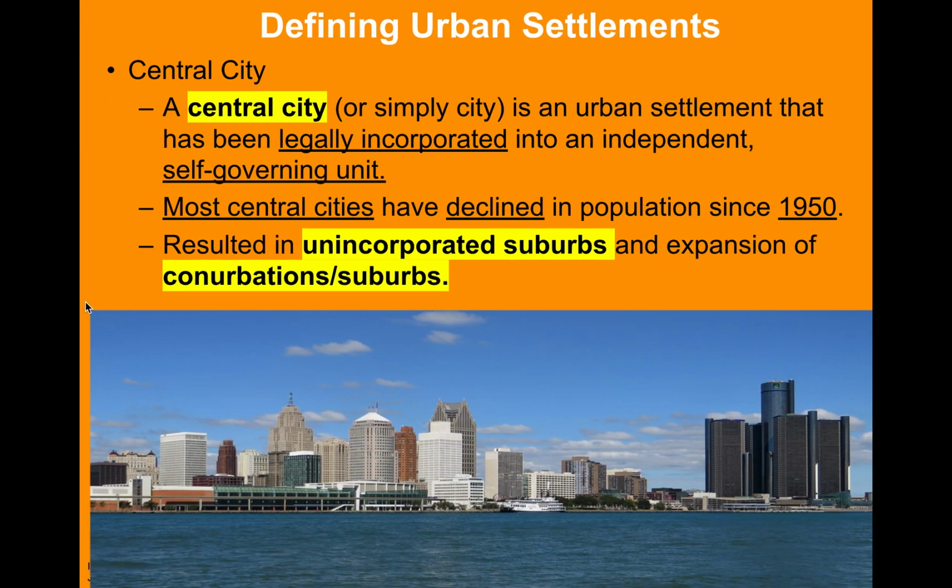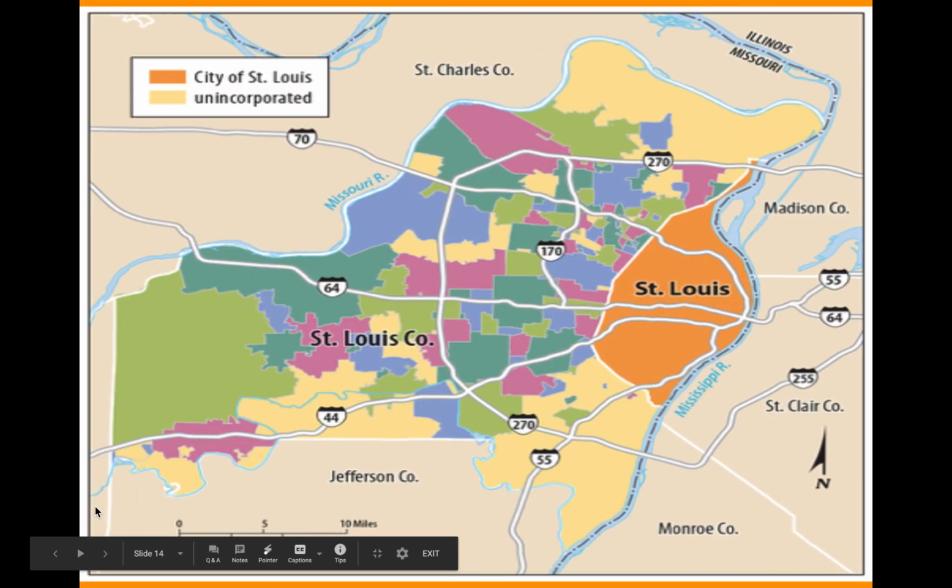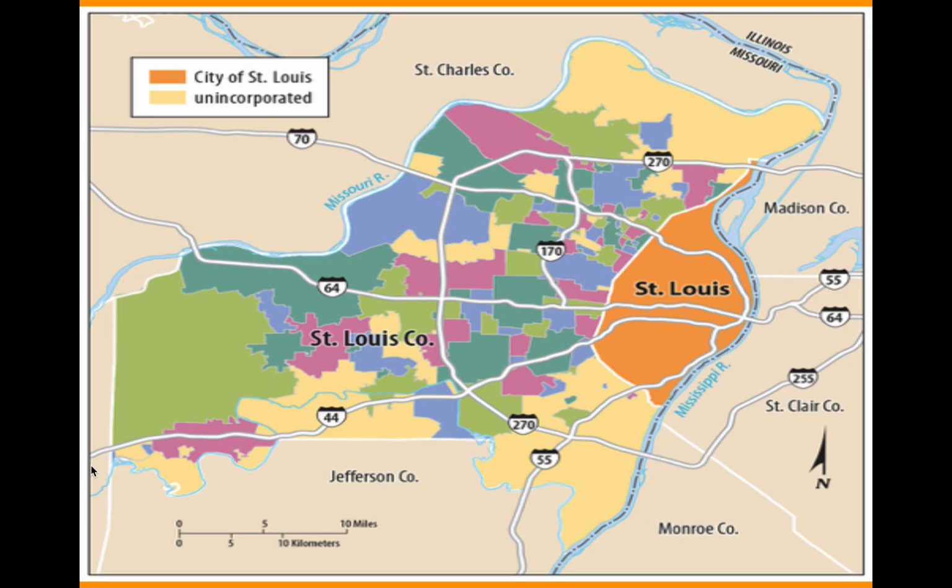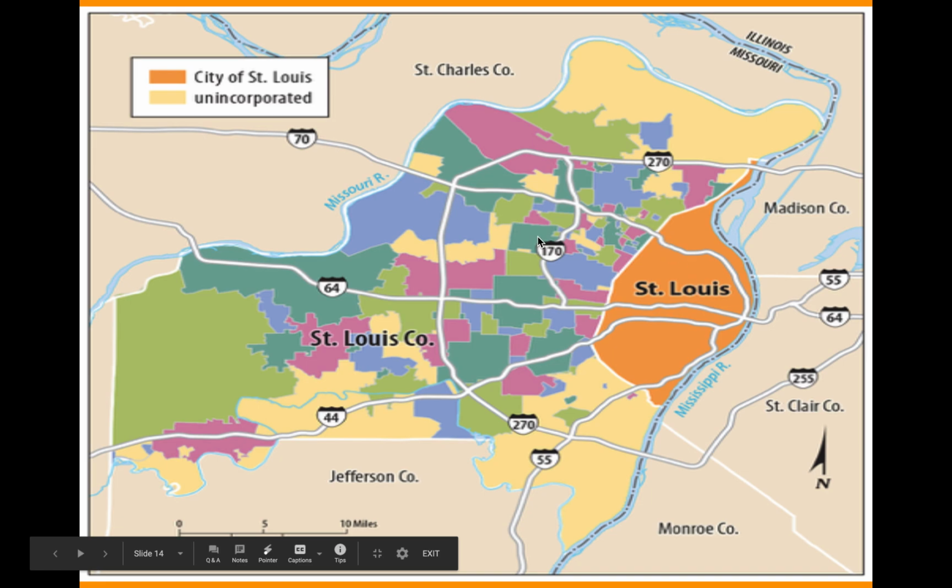Again, looking at the central city, we already mentioned that the central city is legally incorporated, self-governing. Most cities started to decline in the 1950s, so most urban growth was in central cities up until 1950. And then we see the unincorporated suburbs added in the 1950s, which leads to suburbs or conurbations, the extending urban areas that are unincorporated. Again, we look at St. Louis and we can see the central city, and we can see the areas outside that central city that are the conurbations or unincorporated suburbs.